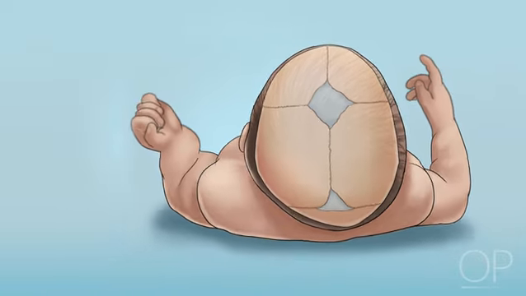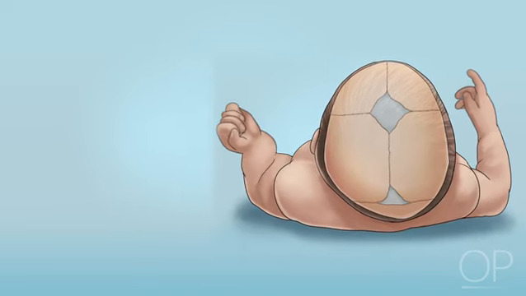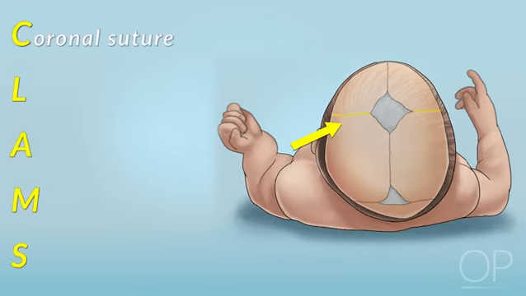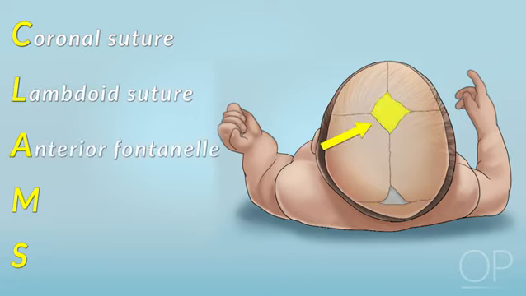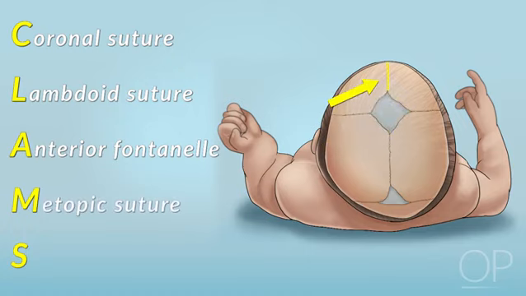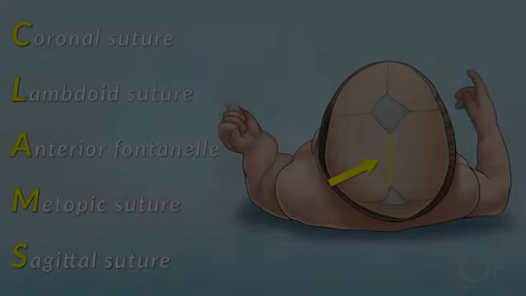The first letters of the cranial suture and fontanelle spell out the word CLAMS. C is for coronal suture, L is for lambdoid suture, A is for anterior fontanelle, M is for metopic suture, S is for sagittal suture.